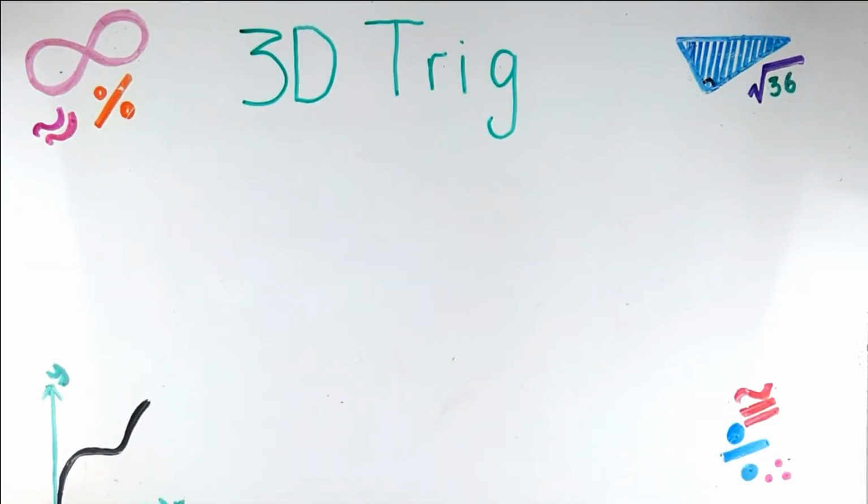This is a quick little video on 3D trigonometry. It's quite similar to 3D Pythagoras, so if you want to check that video out before watching this one or after watching this one. It's similar in the way that you look for 2D triangles and use what we know before to work it out in 3D.